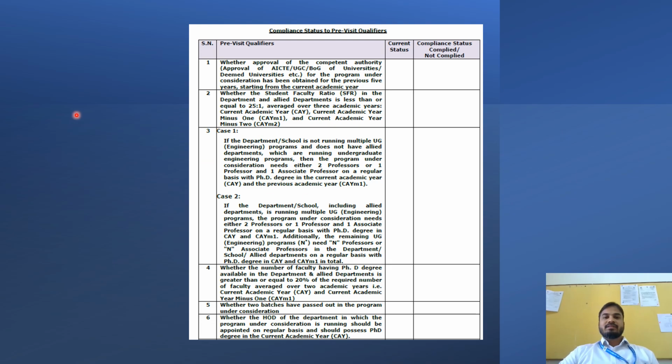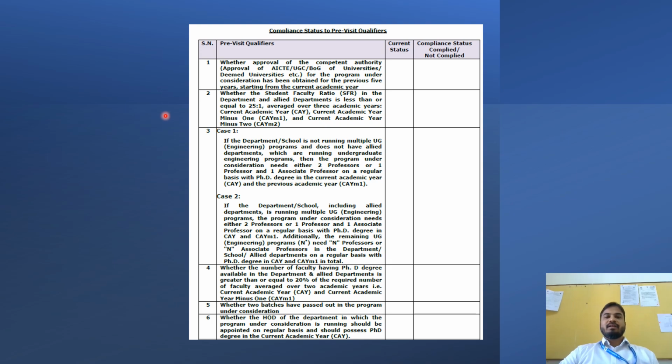So at the last of this pre-qualifier, there is again a compliance status of pre-qualifiers, which we need to justify our statements and have a proper record maintained. Whether approval of the competent authority, such as AICTE, UGC, BOG of universities, deemed universities, for the program under consideration has been obtained for the previous 5 years, including current academic year.